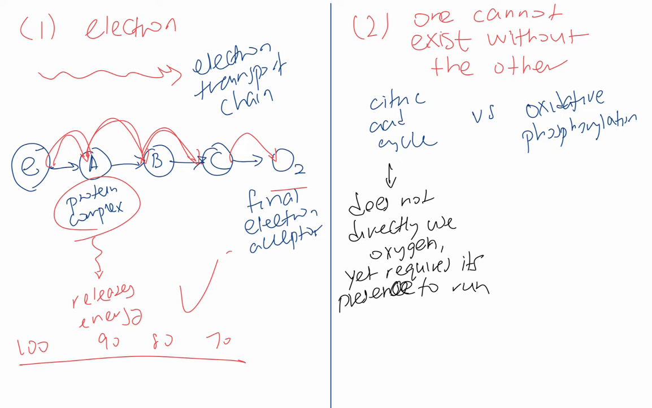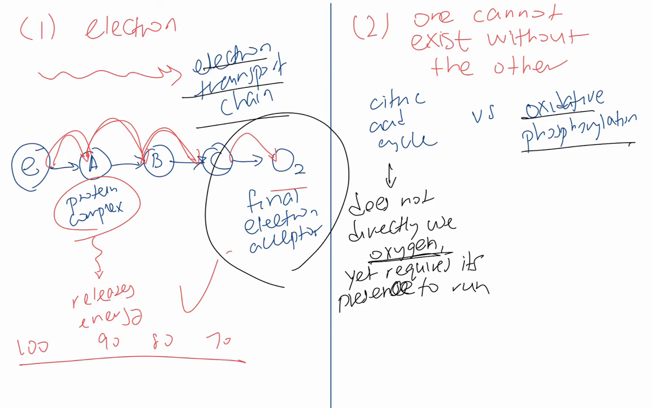Because let's think about what role oxygen plays in oxidative phosphorylation. It acts as the final electron acceptor in the electron transport chain. And so what that means is that if we don't have oxygen, then we're not going to be able to see these reactions happen in oxidative phosphorylation.